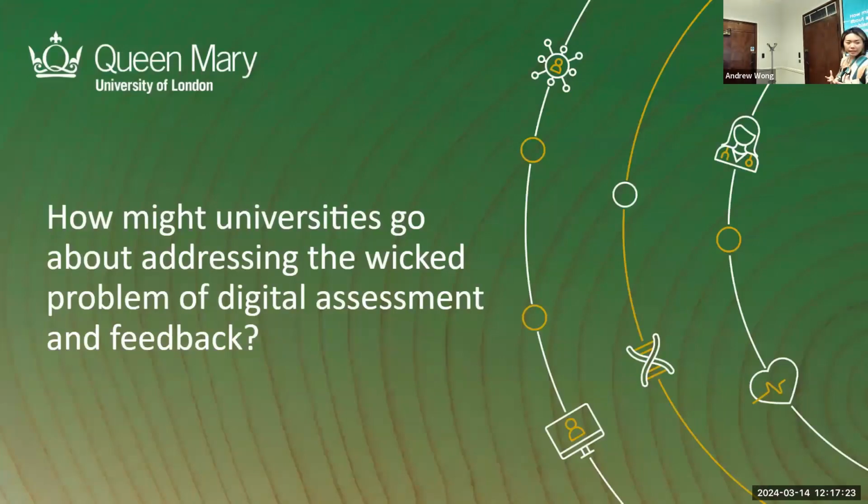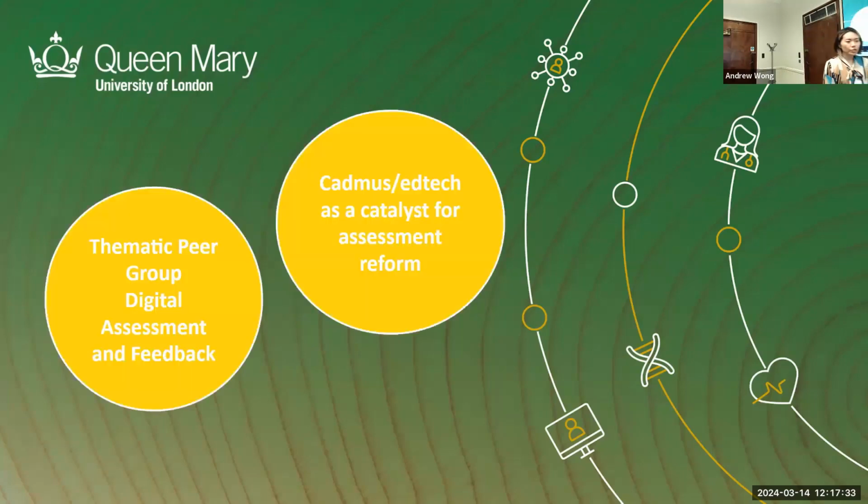So the question really here is, how might we as institutions go about addressing this wicked problem of digital assessment and feedback? At our institution, we're doing two things that my team is heavily involved in. The first is to set up a community of practice, a thematic peer group, which is a framework by the EUA, the European University Association. It's a bottom-up approach to bringing experts and practitioners together to think about wicked problems in learning and teaching.